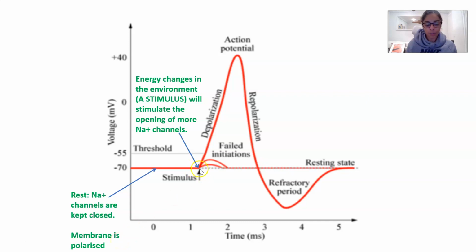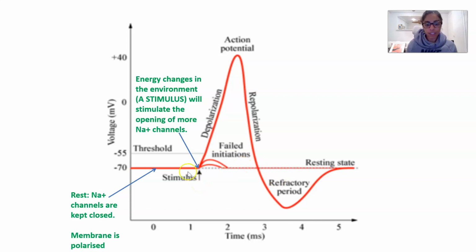At this point here, where we start to see a change in the voltage of the membrane, there has been a stimulus. A stimulus is regarded as a change in the environment, so we're referring to it as an energy change in the environment, and this will stimulate sodium channels to open.